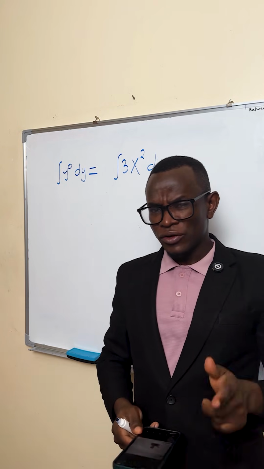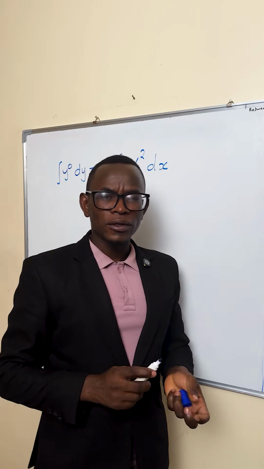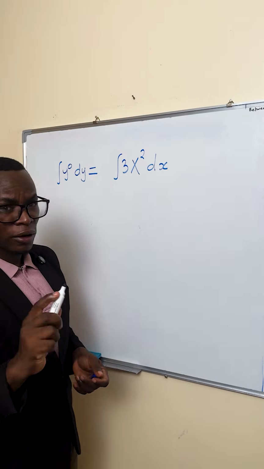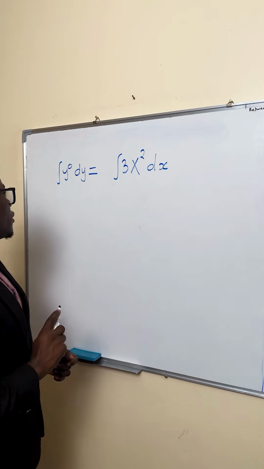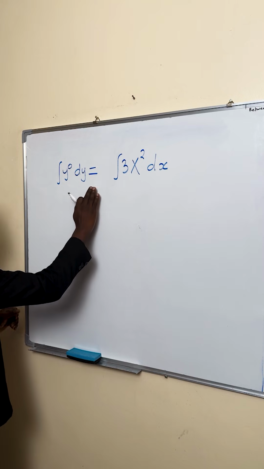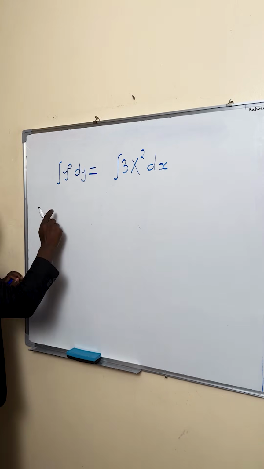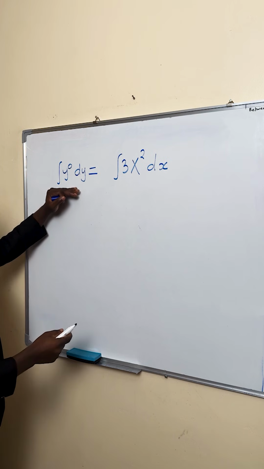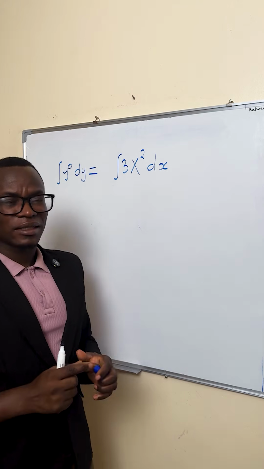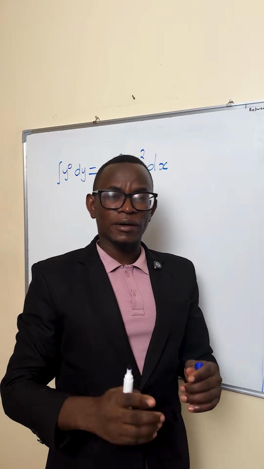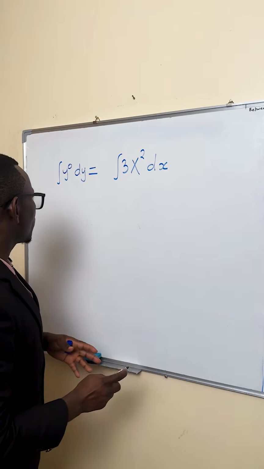Okay, now let me show you the reason as to why we only add a constant of integration on the right hand side, not the left hand side. So we have a simple integral here. We know that to integrate this, we are going to use the power rule. That is increasing the power on the variable by 1 and then dividing by the new power.